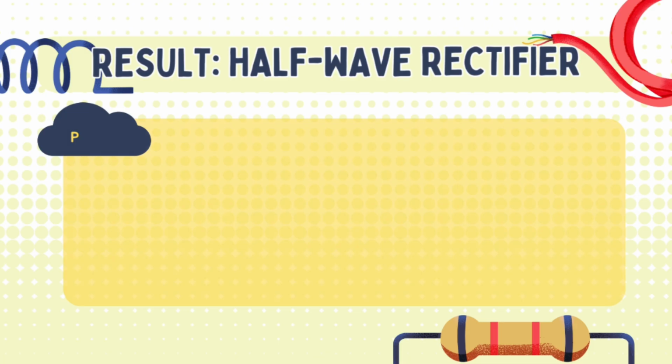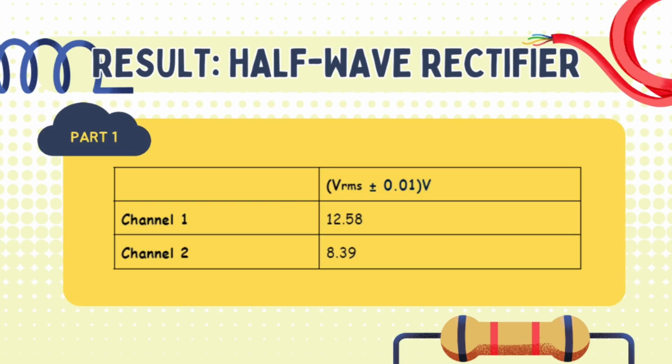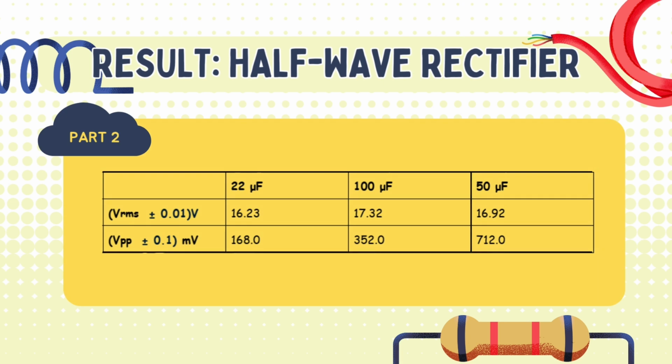Part 1. We measure the VRMS with the uncertainty 0.01 volt. For channel 1, we get 12.58 volt. For channel 2, we get 8.39 volt. Part 2. We measure with the different capacitor. For the 22 microfarad capacitor, we get the VRMS is 16.23 volt and the peak-to-peak voltage is 168.